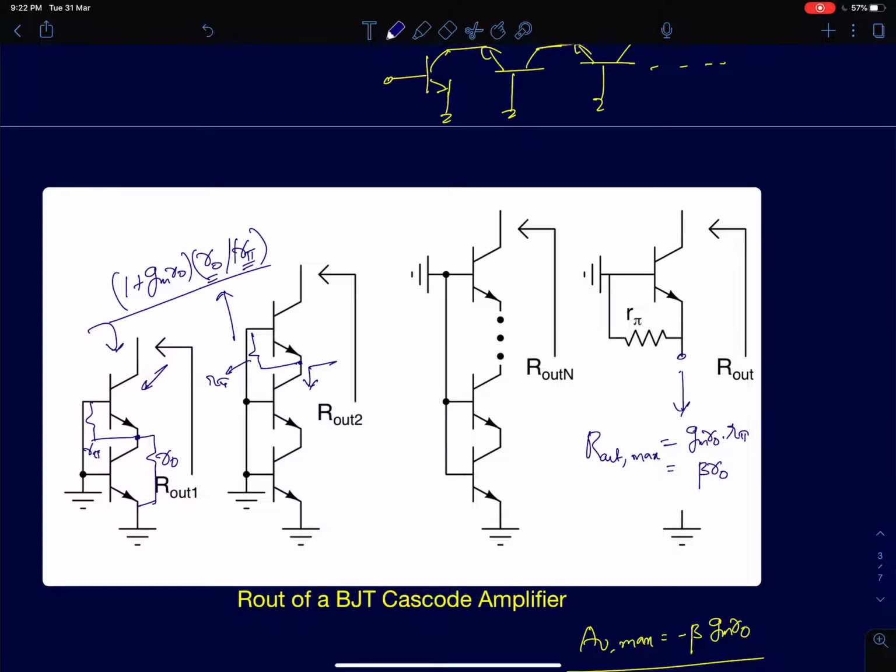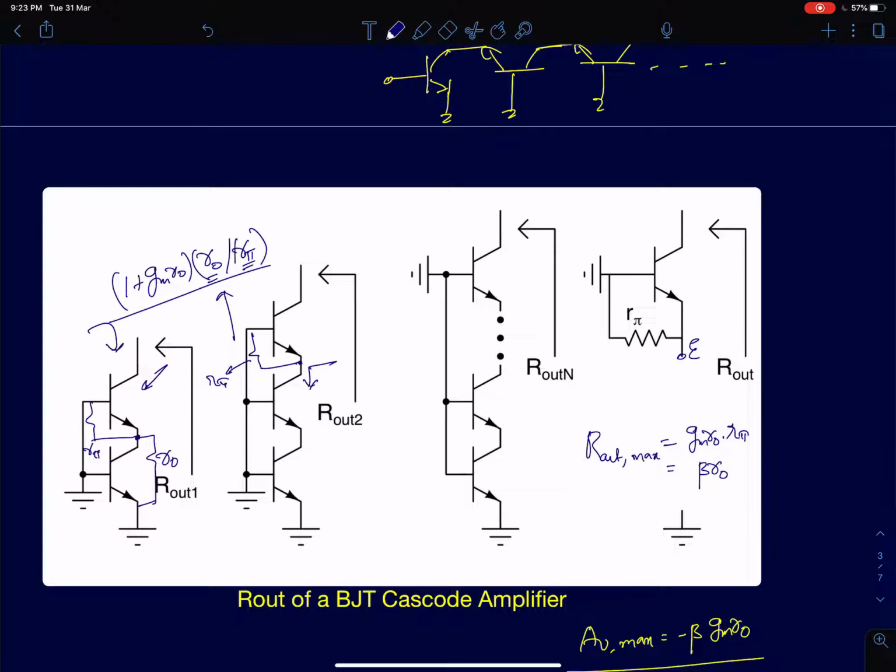So eventually, let's say I keep cascading infinite such stages. I'm going to ignore the stages beneath this. If I just want to find out, I'm completely open circuiting the emitter itself. If you just open circuit the source of a MOSFET, if you recall, the resistance seen at the drain is simply infinity because there is no current that's going to flow. If you have grounded the gate, source is open, drain is open, the resistance seen at the drain will be infinity.